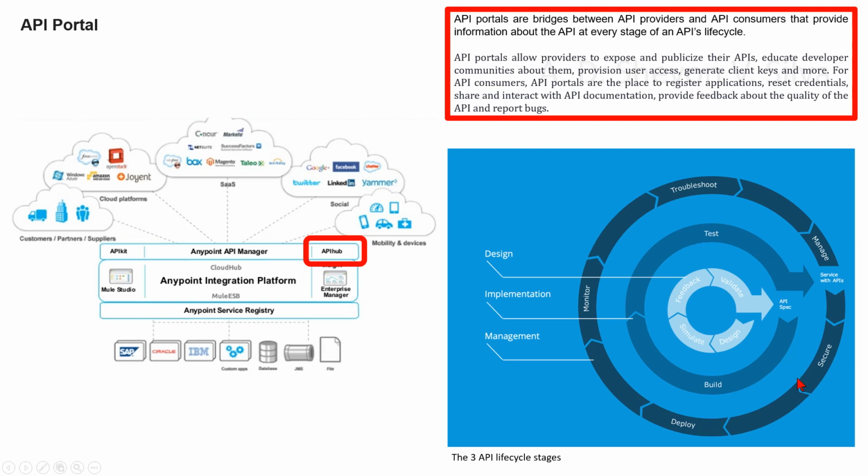A systematic approach to building ensures that the API developer has the following architectural patterns easily available to them: orchestration, transformation, routing, data mapping, and connectivity across systems.